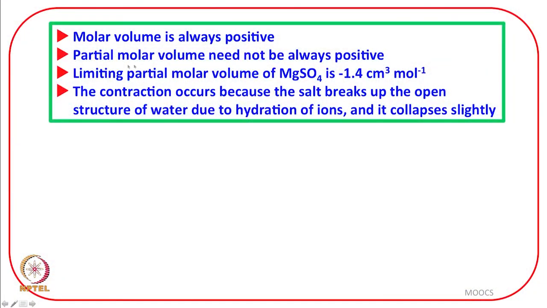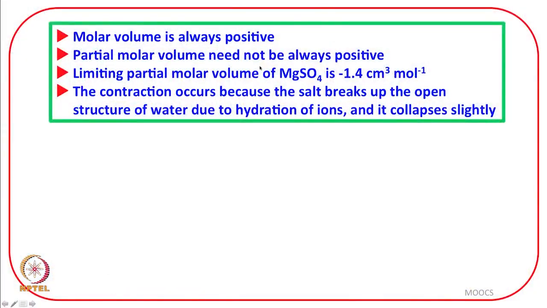As an example, I was discussing molar volume is always positive. Partial molar volume need not be always positive. And if we take the example of magnesium sulfate, then the limiting partial molar volume, means partial molar volume at infinite dilution, is minus 1.4 centimeter cube per mole. This is negative. That means when you add 1 mole of magnesium sulfate into water, then instead of an increase in volume, the overall volume decreases. And that can only happen if there is a partial disruption of the structure of water. So, as commented over here, the counteraction occurs because the salt breaks up the open structure of water due to hydration of ions and it collapses slightly.